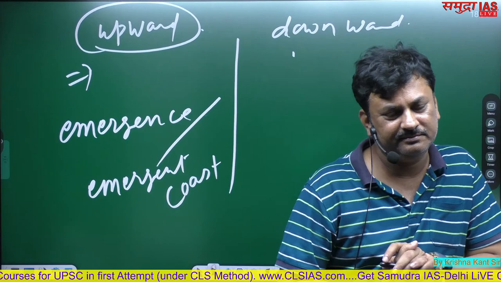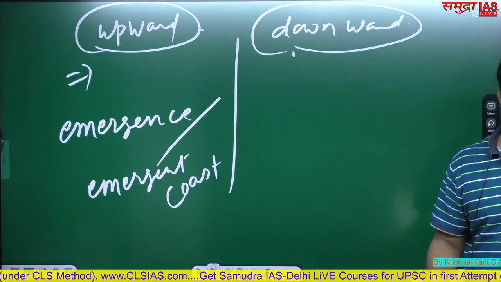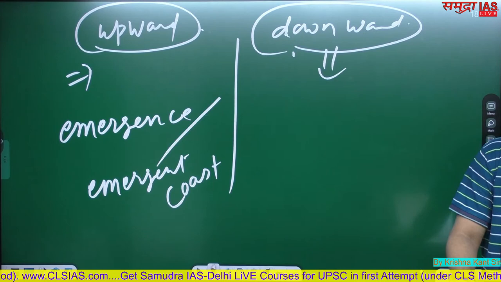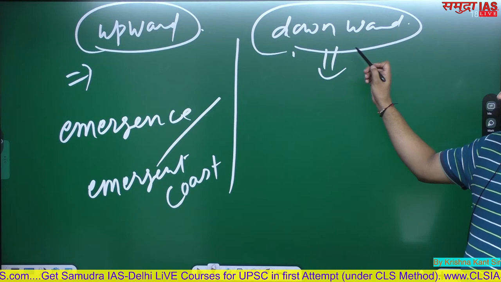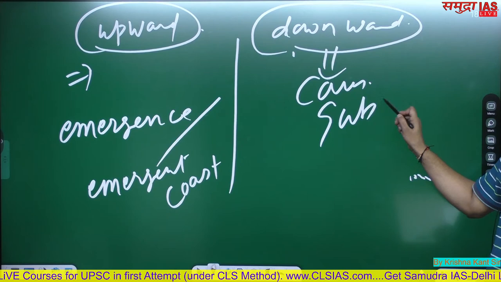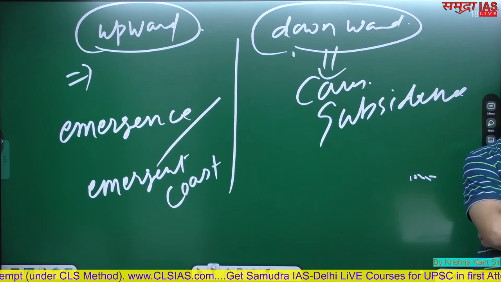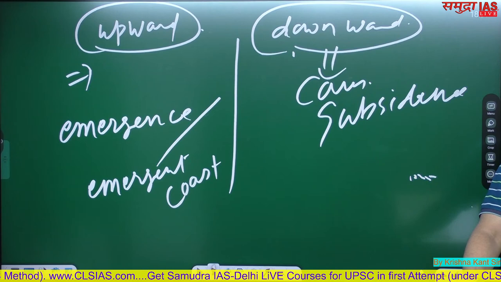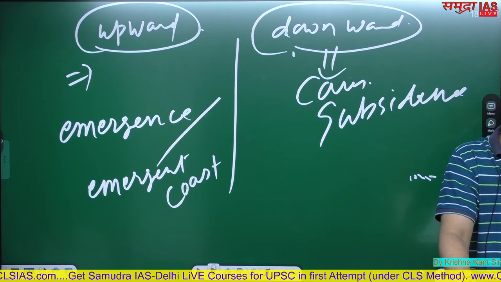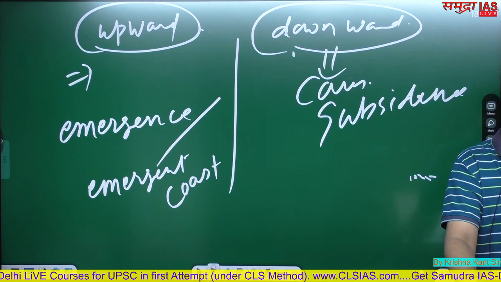Okay, now second is downward, write down. The downward movement causes subsidence in the continental masses. Downward movement causes subsidence of continental masses in two ways. Number one, the whole continent or a part of the continent.